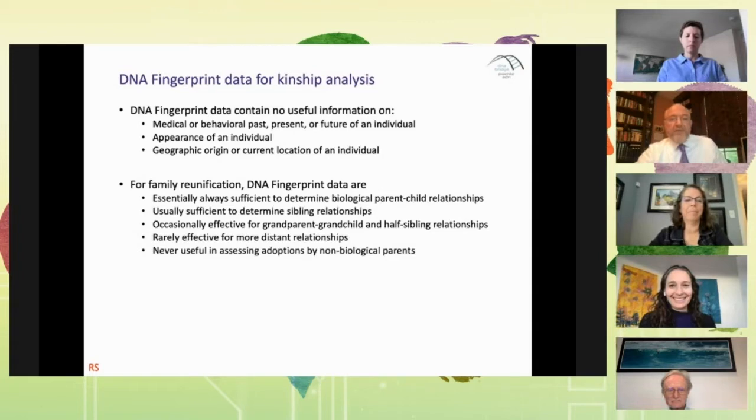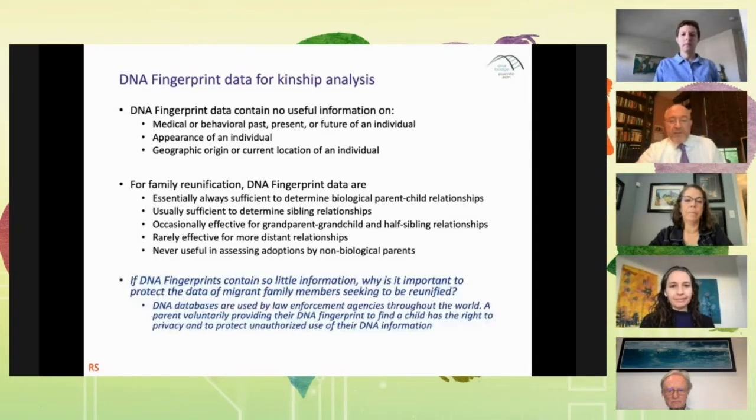Next slide, please. For family reunification, this very small amount of information in a DNA fingerprint can essentially always allow biological parent-child relationships to be determined, and usually sibling relationships. Sometimes it will work for more distant relationships, such as grandparent and grandchild and half-sibling. It's important to note that they are never useful in assessing adoptions by non-biological parents. So DNA fingerprints based on short tandem repeats are incredibly useful in reuniting most, but not all, families.